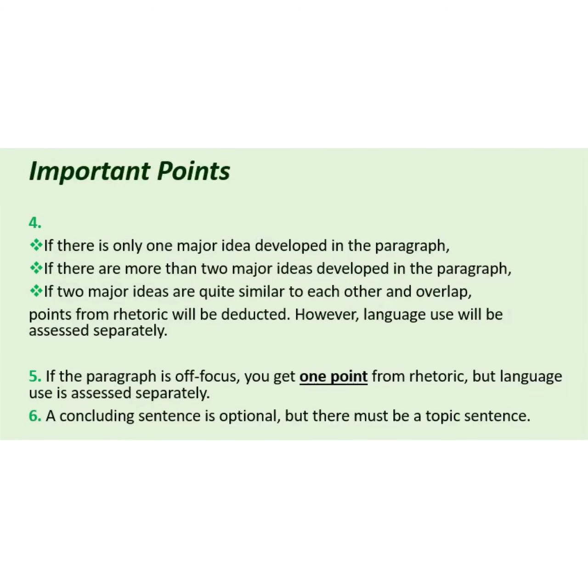4. If there is only one major idea developed in the paragraph, if there are more than 2 major ideas developed in the paragraph, if 2 major ideas are quite similar to each other and overlap, points from rhetoric will be deducted. However, language use will be assessed separately. 5. If the paragraph is off focus, you get 1 point from rhetoric, but again, language use is assessed separately. 6. A concluding sentence is optional, but there must be a topic sentence.